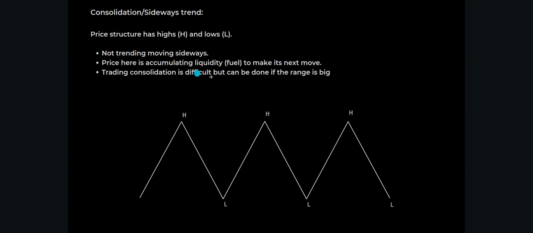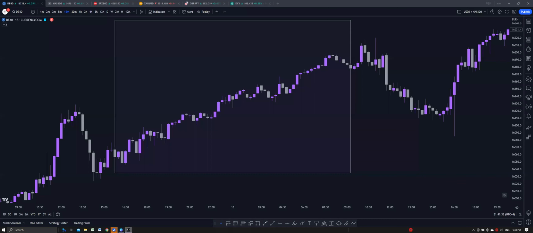Trading consolidation is difficult, but it can be done if the range is big. I'll explain what a range is, but as a beginner trader, I wouldn't suggest you trade consolidation. Consolidation trading takes a lot of experience, and it may also be on the lower probability side of trading. So let me show you what consolidation is.